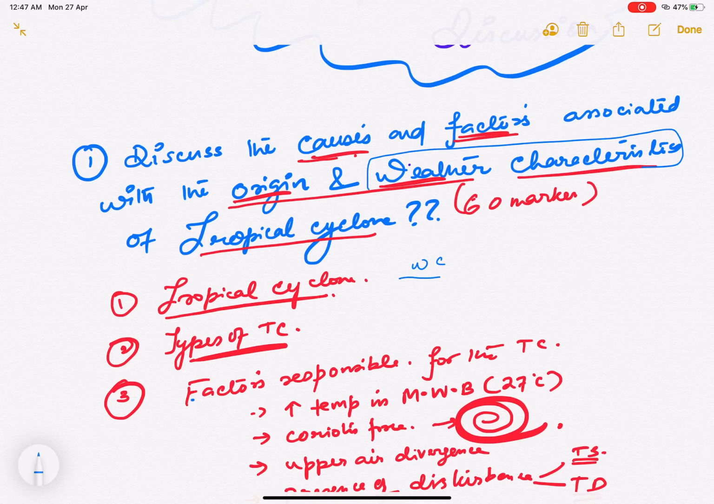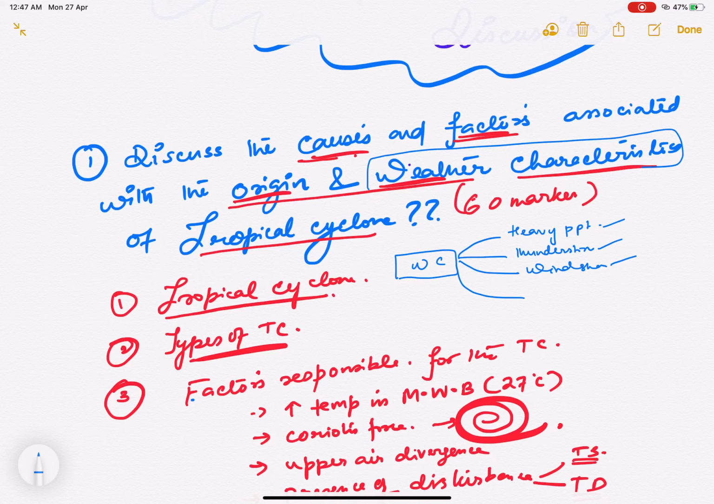Last but not least, it asks about the weather characteristics. The weather characteristics during this time are, first of all, heavy precipitation. Next, thunderstorm. Next, wind shear. Precipitation, thunderstorm, wind shear. What else can be the weather characteristics? The prevalence of cumulonimbus cloud. All of these are because of your cumulonimbus cloud. I think these should be the weather characteristics. Apart from that, if you can add anything else, so far so good.